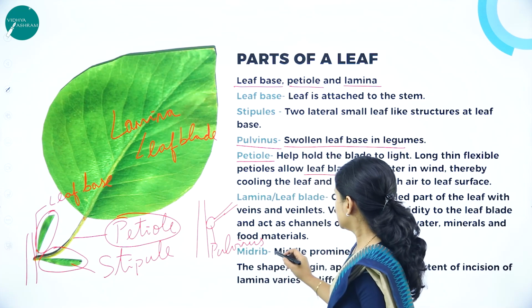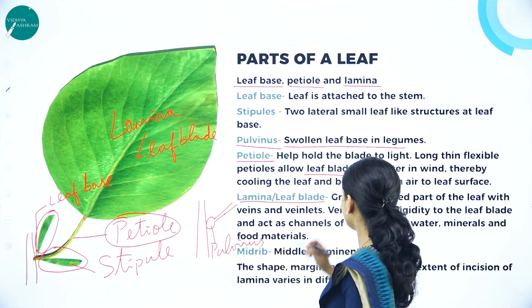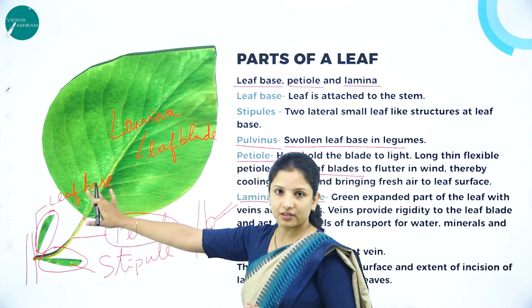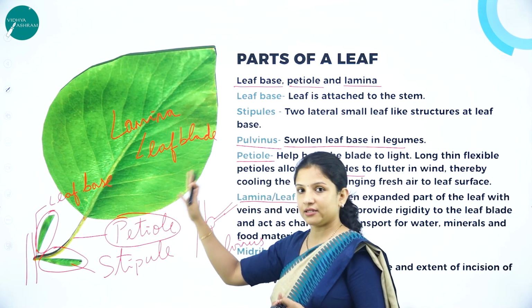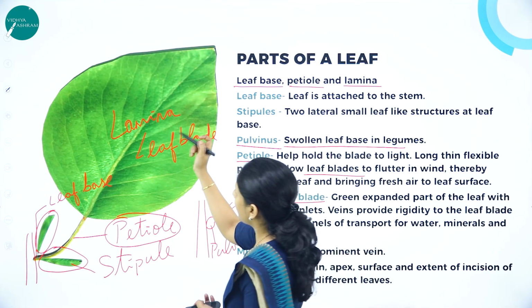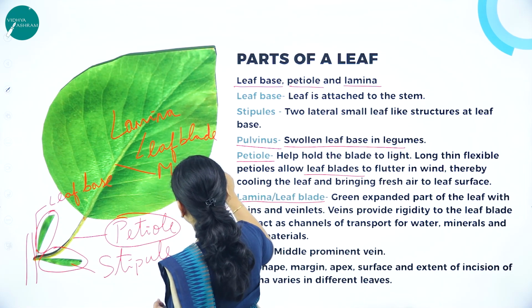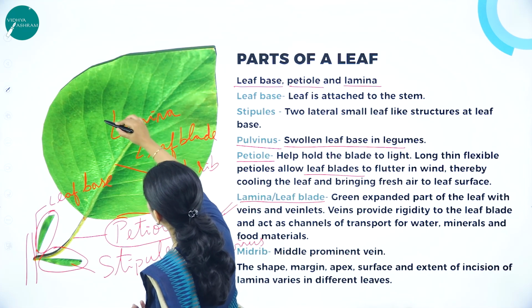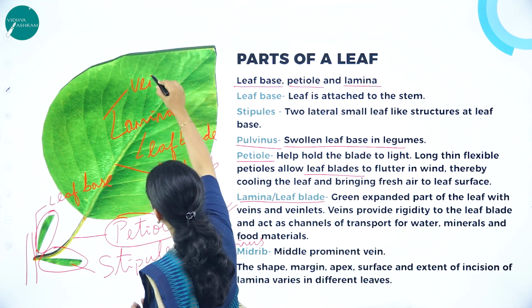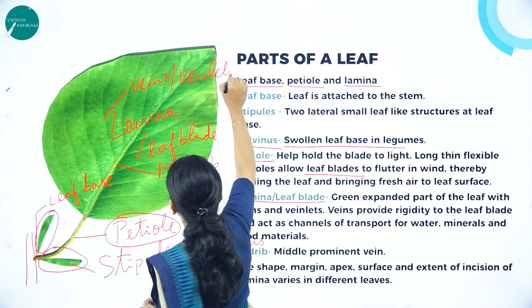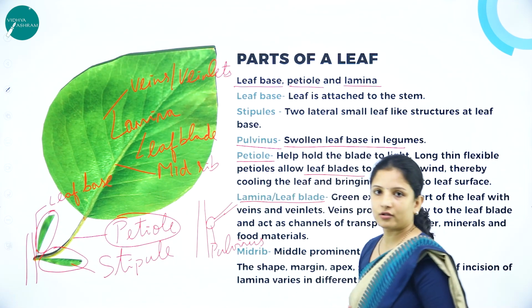Next is the lamina or the leaf blade. The entire expanded green part of the leaf is called the lamina or the leaf blade. And it is in this lamina that we can find venation, that is the midrib, which is the most prominent vein. And from the midrib, a lot of veins and veinlets will develop. So that is about the lamina or the leaf blade.